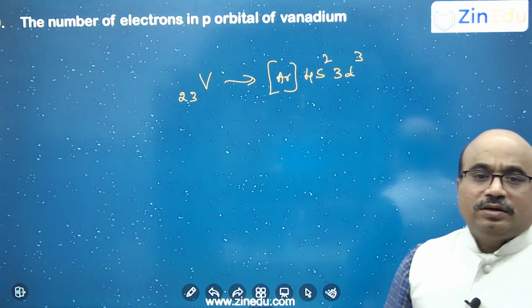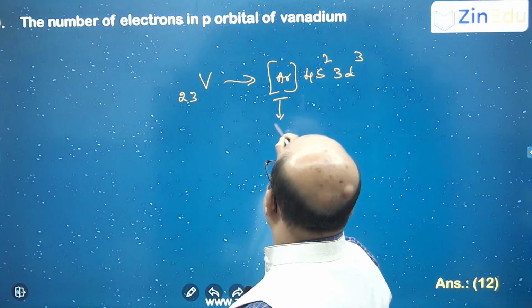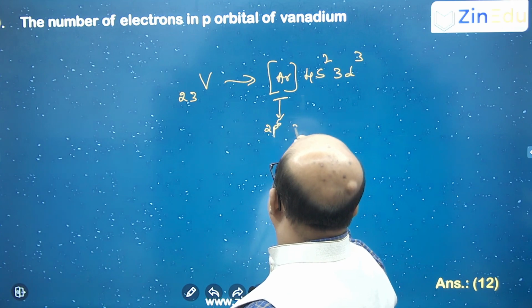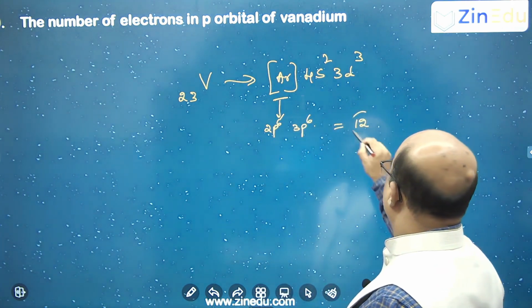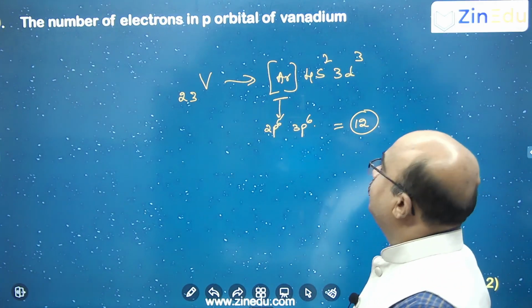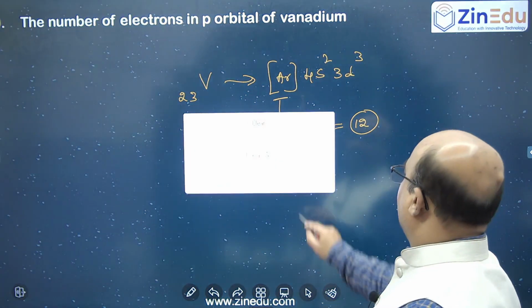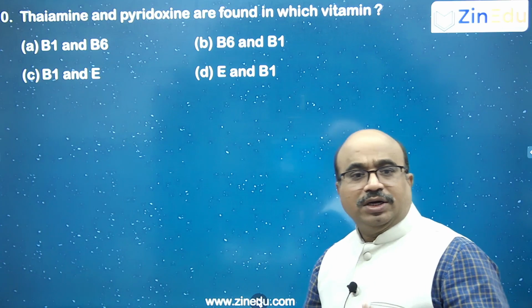So already you see simply it's the argon configuration, which has 2p6 and 3p6. So in total there will be 12 electrons of p. Clear? Basic nomenclature from 1 to 30 elements we already remember anyhow, so from that it is there.